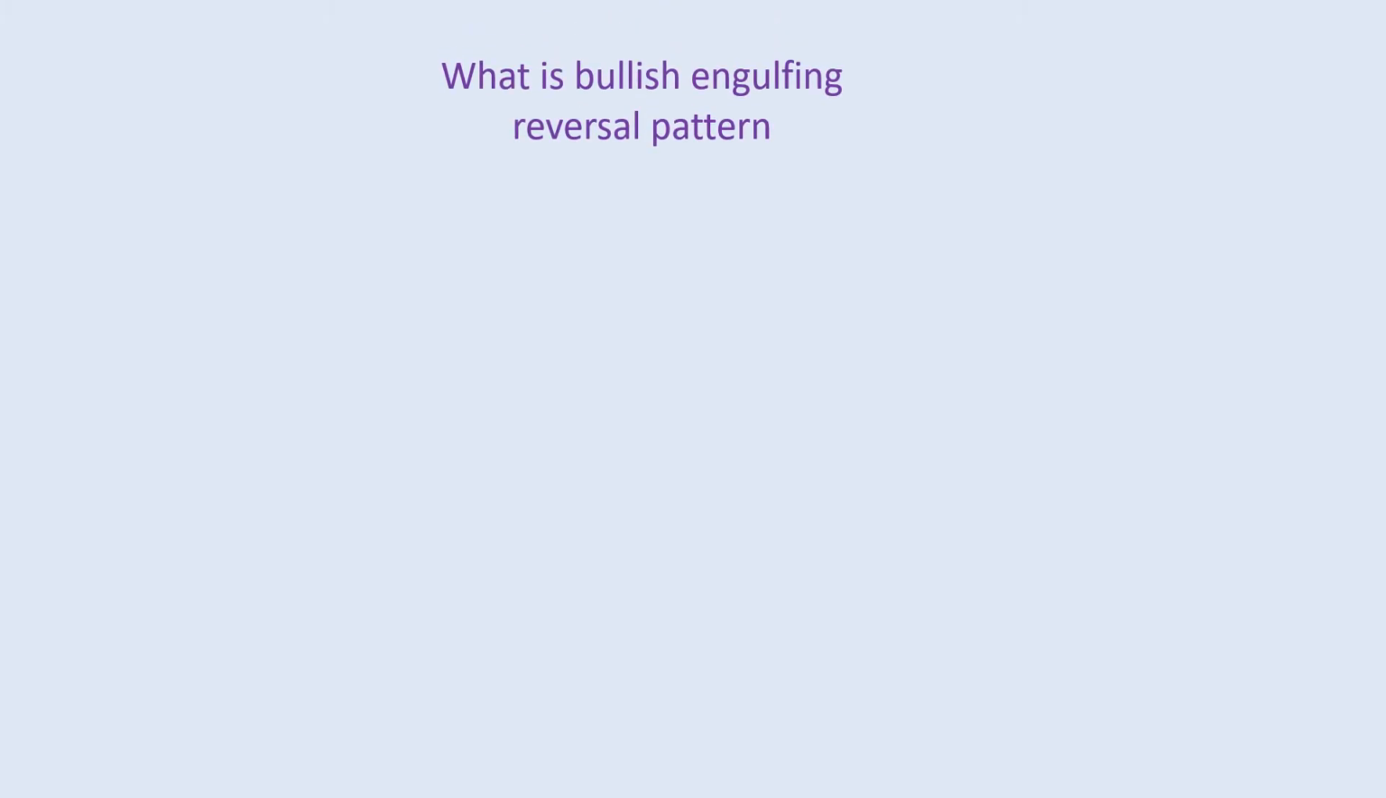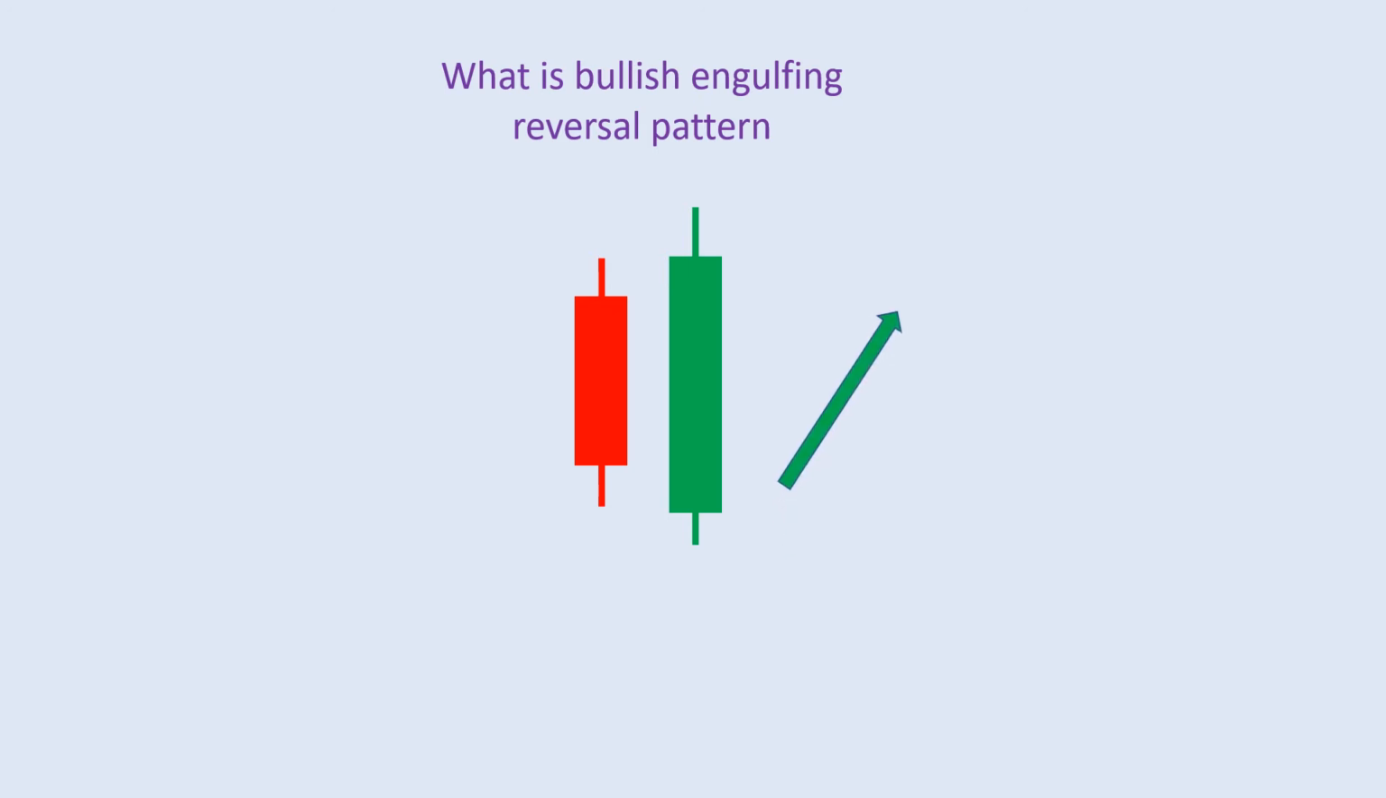What is bullish engulfing reversal pattern? Bullish engulfing consists of two candles. The first one is a bearish candle and the second one is a bullish candle that engulfs the bearish candle. If this pattern is seen at the end of a downtrend, it suggests an uptrend reversal.